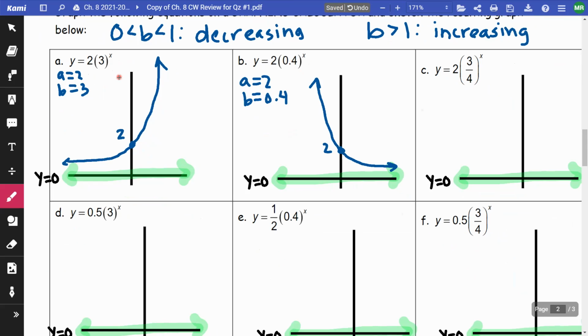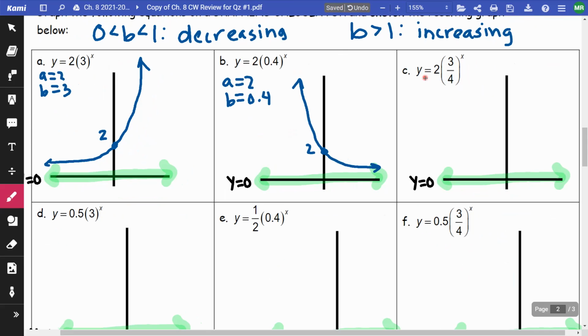On letter C, our A is 2 again. Our B is 3/4. Now 3/4 is smaller than 1. It's between 0 and 1. So I am going to be starting at 2 for my y-intercept. This is again going to be a decreasing graph because my B is 3/4, and there you go.